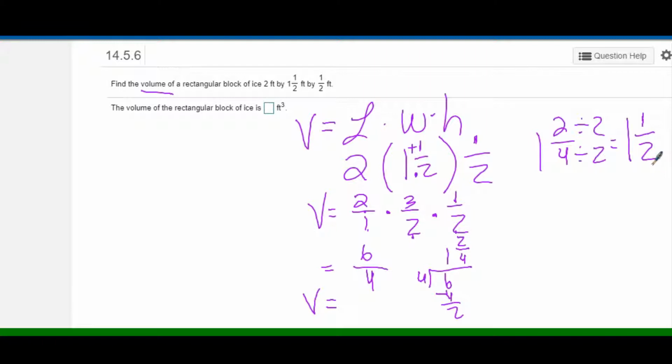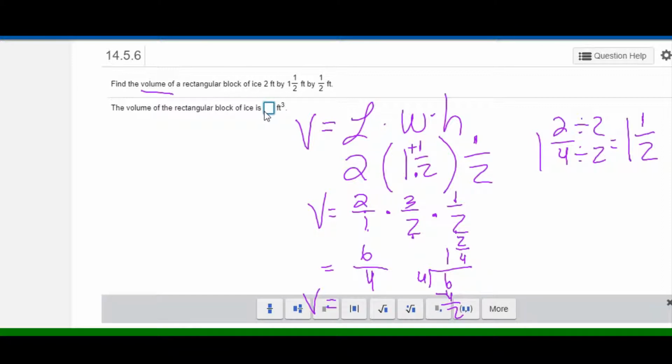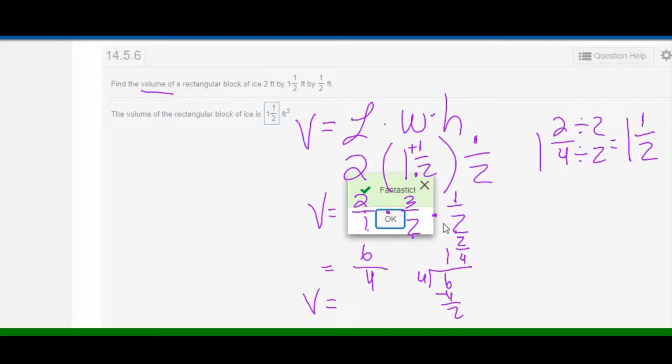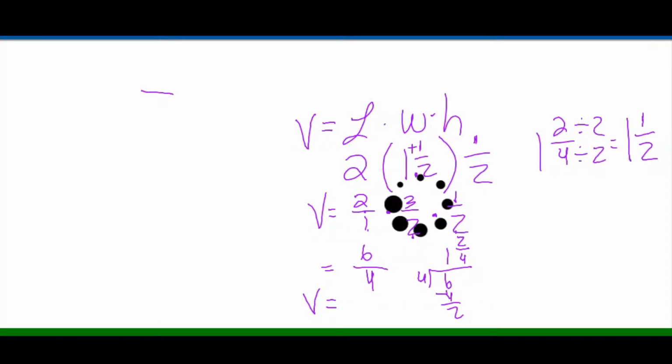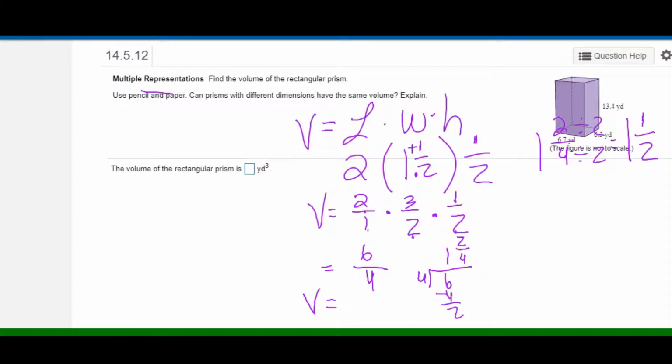So that will be the volume of this rectangular prism. You have to turn the mixed numbers into improper fractions to multiply them and divide them. So we have 1 and 1/2, and you have to simplify. If you don't simplify, you will get the question wrong. You always simplify fractions.